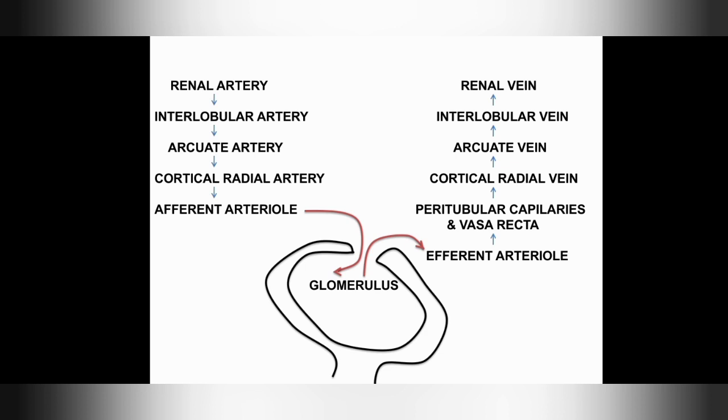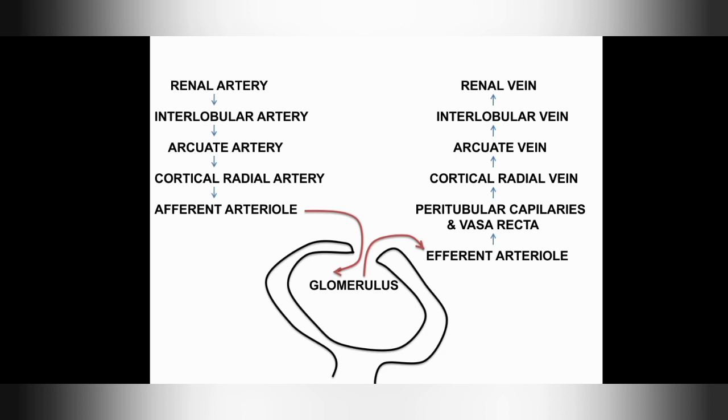From this interlobular artery, arcuate artery originates. From this arcuate artery, there are cortical radial arteries, and from these cortical radial arteries, afferent arterioles originate. Through these arterioles, blood can enter inside the Bowman's capsule, and glomerular filtration occurs. The filtrate will pass through the renal tubules, and the rest of the blood will go out of this glomerulus with the help of efferent arterioles.